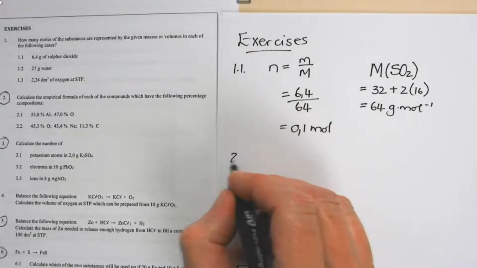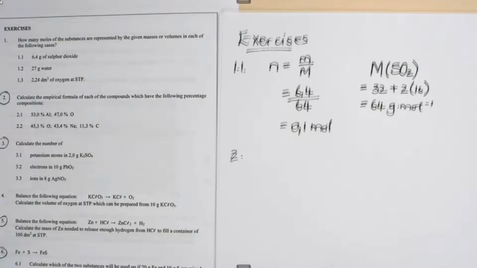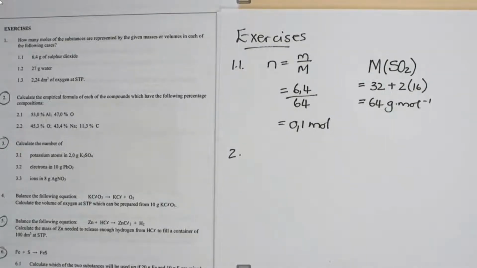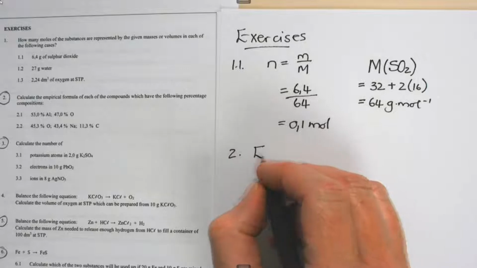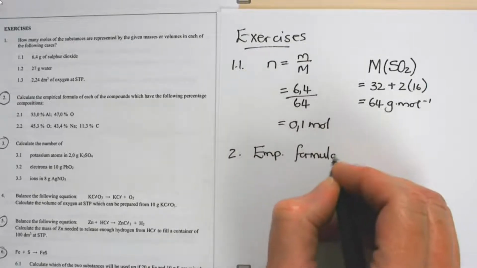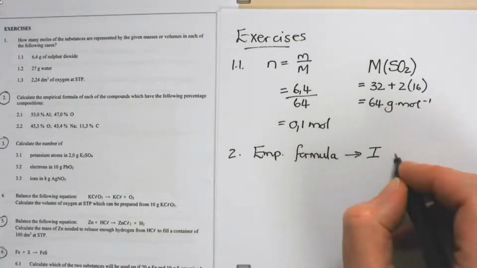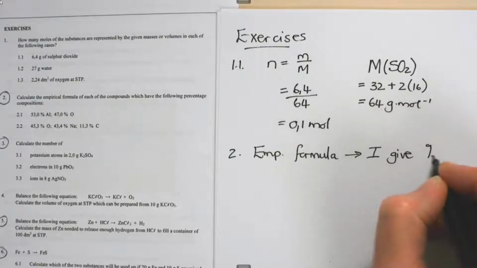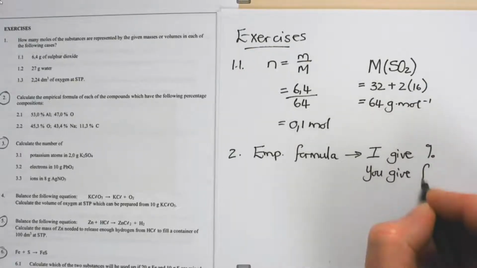Okay, I'm going to continue to question 2. Calculate the empirical formula of each of the compounds which have the following percentage composition. Okay, now there's two things that you must be able to do. If I have my empirical formula, in plain English, that means I give percentages, you give the formula.